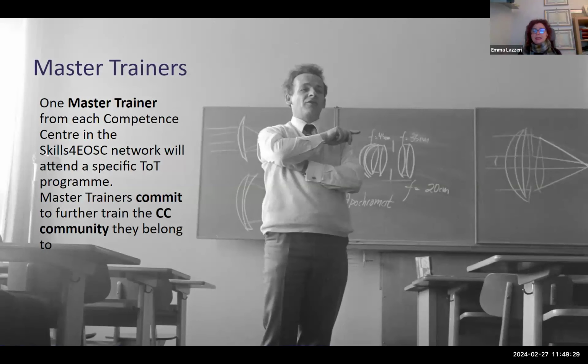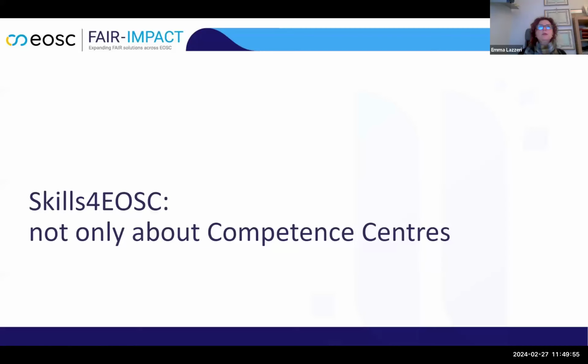So, as I said, we are now identifying those people. So we go to the competence centers in our network and we ask them to provide us with a master trainer that will attend the training program related to a specific role. So either researchers or PhD students or policymakers, so on and so forth.